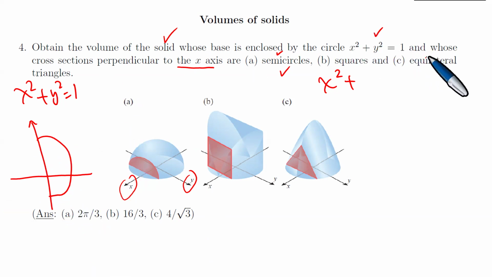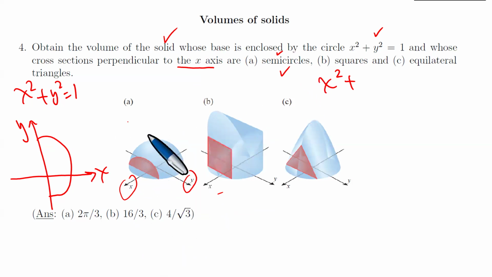Because now when the examiner says whose cross sections perpendicular to the x-axis, and this is the x-axis, and this is the y-axis, are semicircles. It can make sense that if this is the x-axis and this is the y-axis, and these are perpendicular to each other, you can see that these curves appear to be sitting on the y-axis.